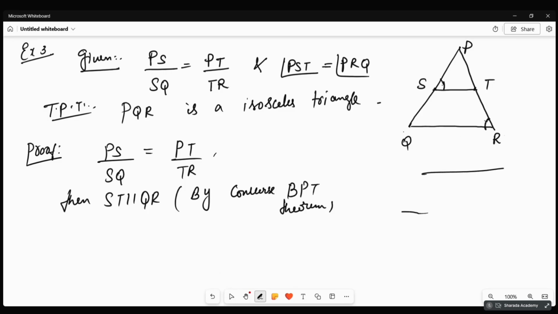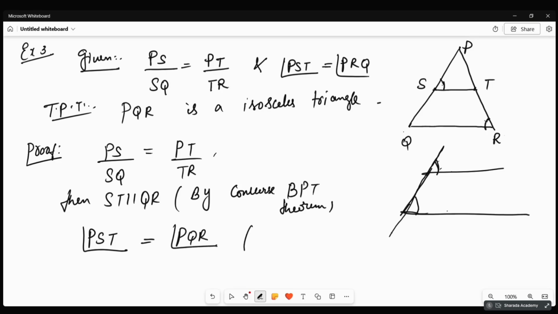Now, S and T, see these two, and this is a transversal here. Now from this line I can say these two angles are corresponding angles. So if two lines are parallel, corresponding angles are equal. So angle PST is equal to angle PQR. What is the reason? Corresponding angles are equal.